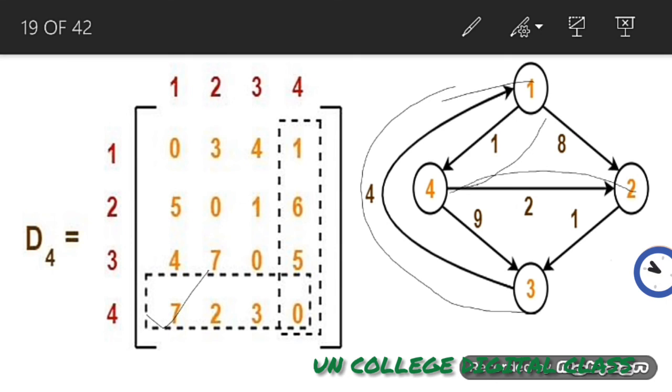Just remember one point: at each stage we are using one more intermediate vertex and trying to find the path which has lesser value or lesser weight in comparison to the previous existing path.